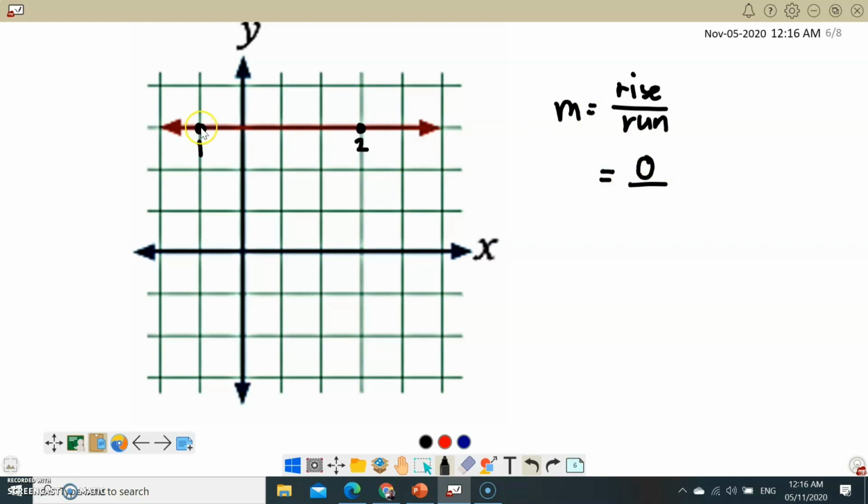Then, from here, to find the value of the run, we're going to count going to the second point. So we have 1, 2, 3, 4. Okay, so you have here run as positive 4 since we are moving towards the right. 0 divided by 4, we now have the slope equal to 0. Always remember, if the graph is a horizontal line, the slope is equal to 0.